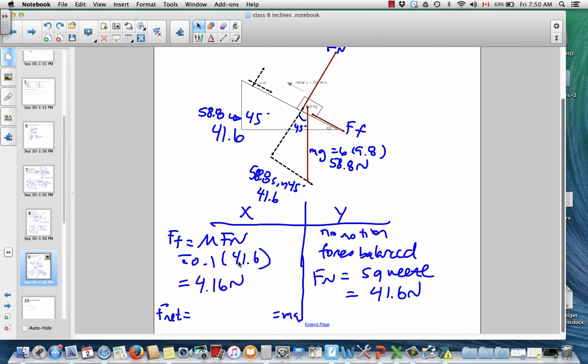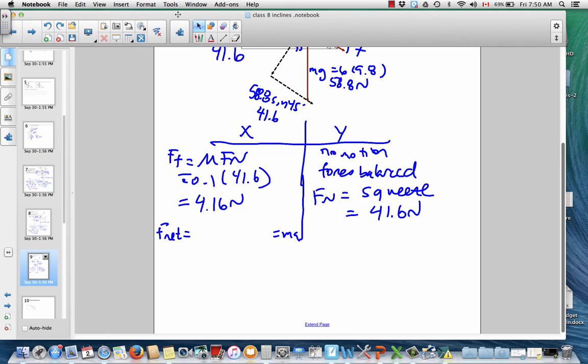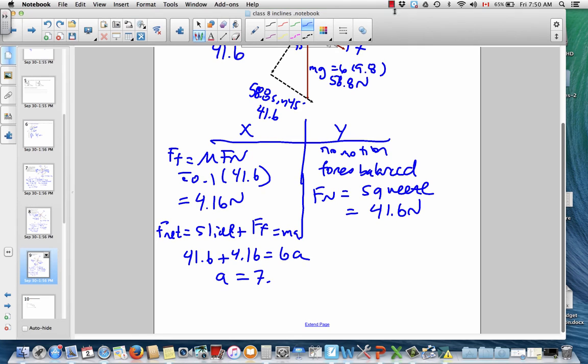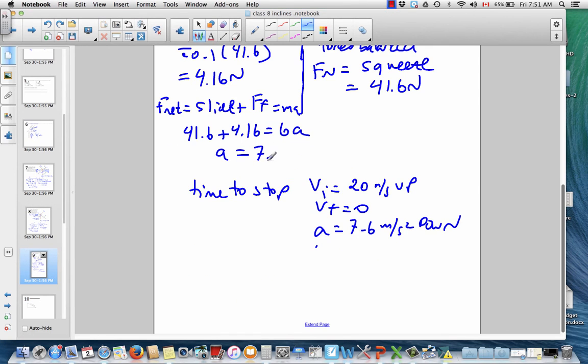Back to here. So now it's slide plus friction that equals ma. So we've got 41.6 plus 4.16 equals the mass times the acceleration. So that is 46.8 over 6, and that's 7 point, well, let me check that here. So that works out to an acceleration of 7.6 meters per second squared.